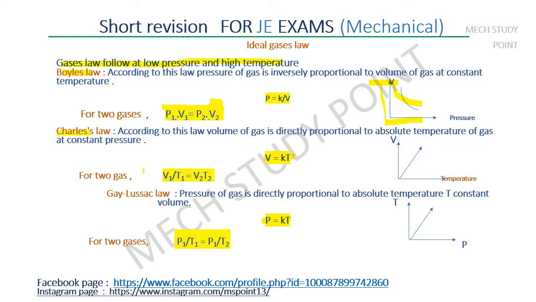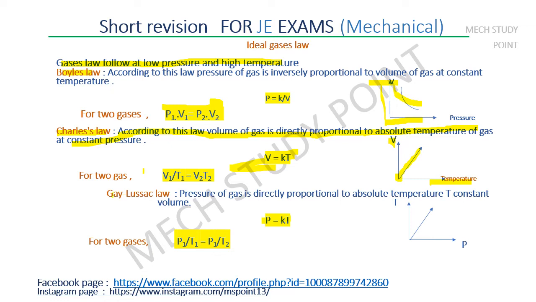So next is Charles's law. According to this law, the volume of a gas is directly proportional to the absolute temperature at constant pressure. So V is directly proportional to T. Its diagram between volume and temperature will be linear. It originates from the origin, like this, inclined at 45 degrees from the temperature axis.